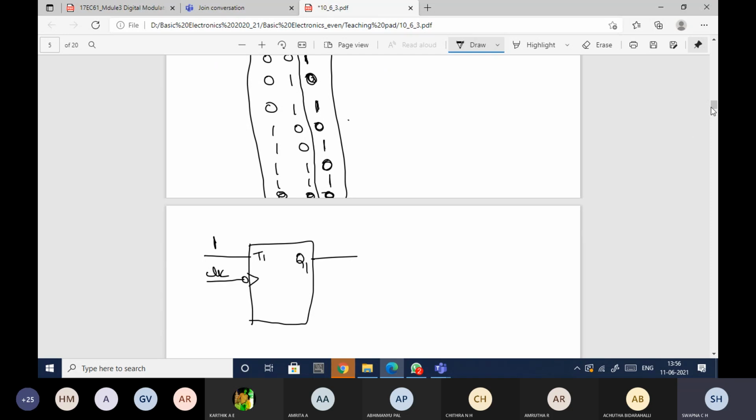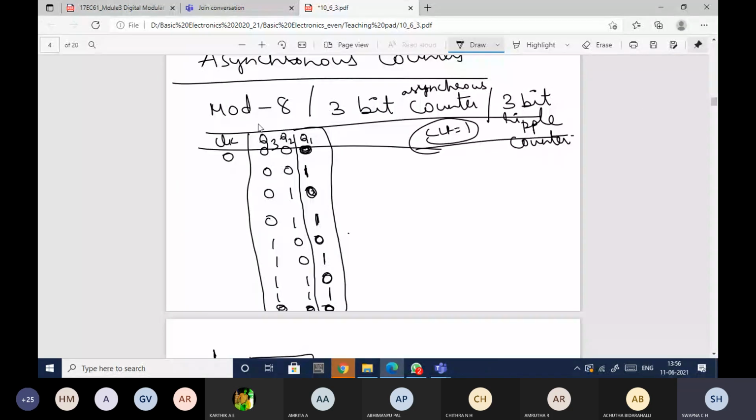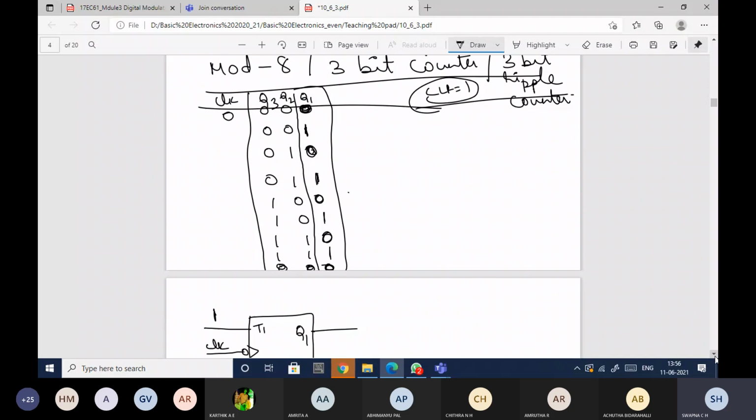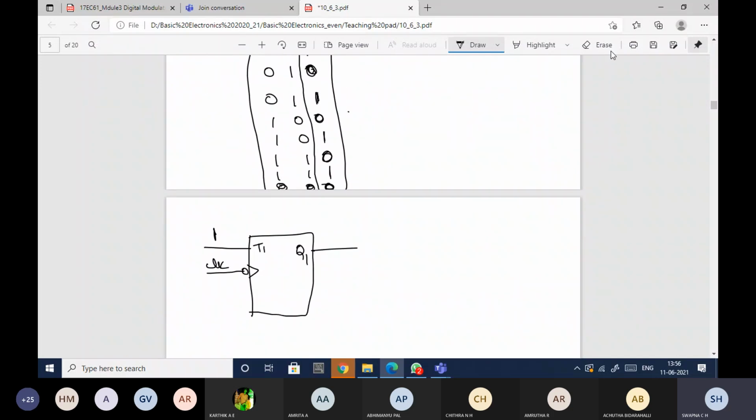Next, again I need to get the second one. Let me just draw the other two flip-flops also. Anyway, I came to know that I have to use the toggle flip-flop only. All the 3 flip-flops will be toggle flip-flops only. So this is my T2 and I'll get Q2 output.